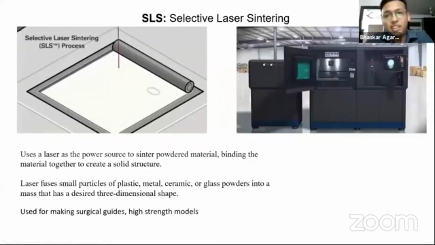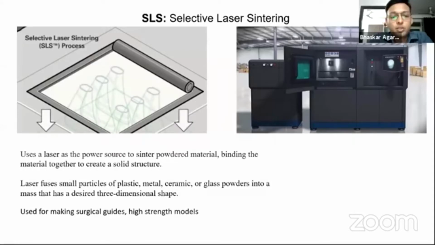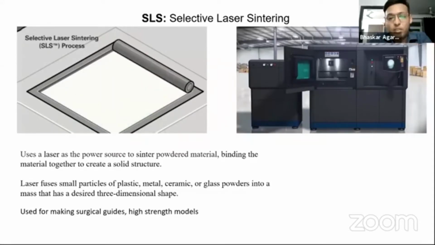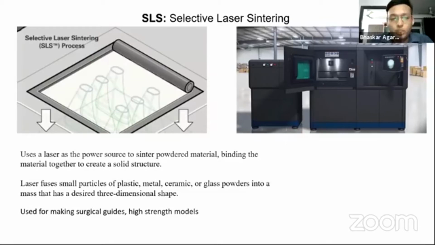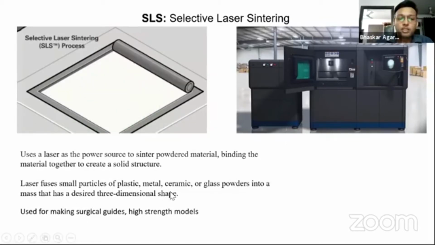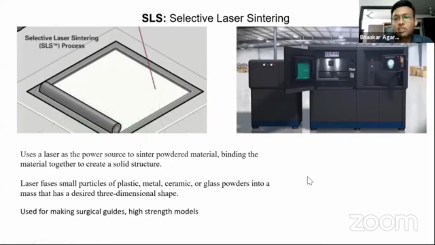Next technique is selective laser sintering. It uses a laser as the power source to sinter powder material. The material in this is basically in a powder form. The laser melts the surface of the powder and binds the particles together to create a solid structure. So the laser fuses small particles of plastic, metal, ceramic, or glass powders into a mass that has a desired three-dimensional shape. It is used for making surgical guides and high-strength models.